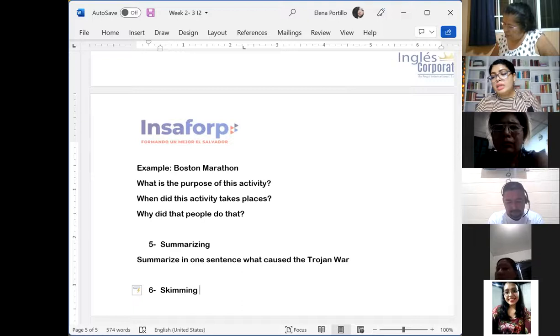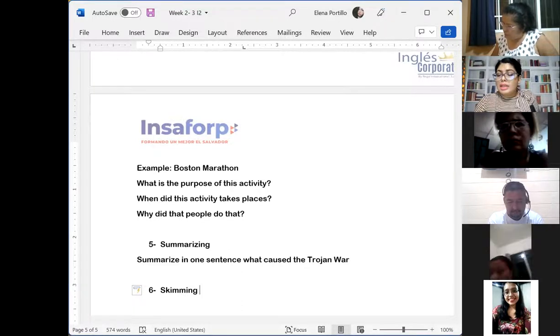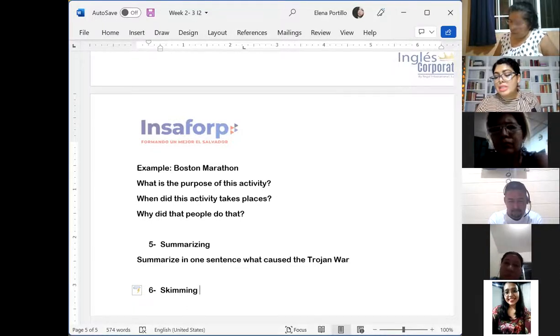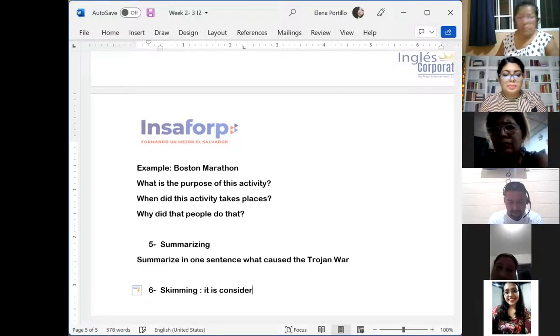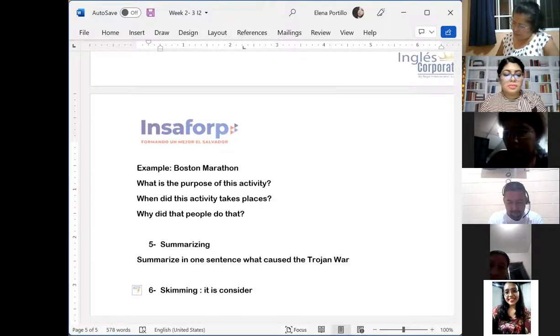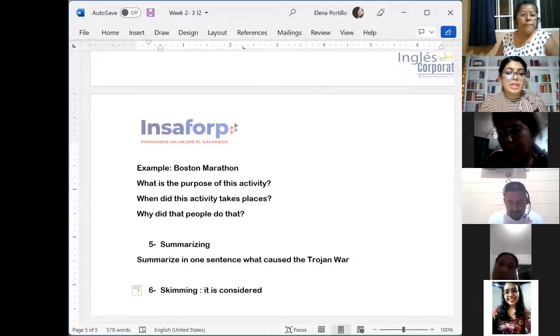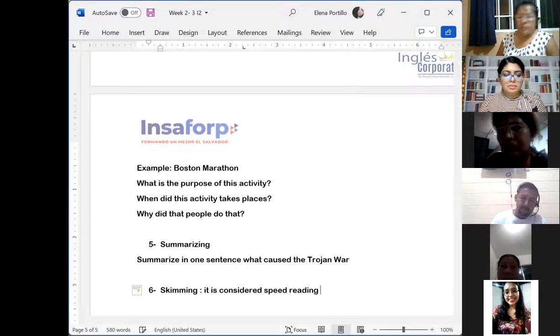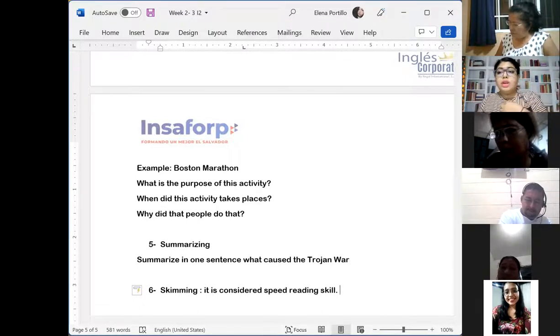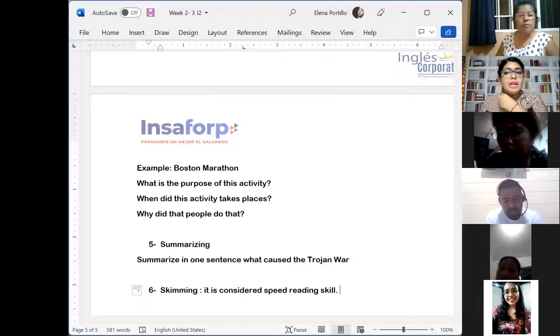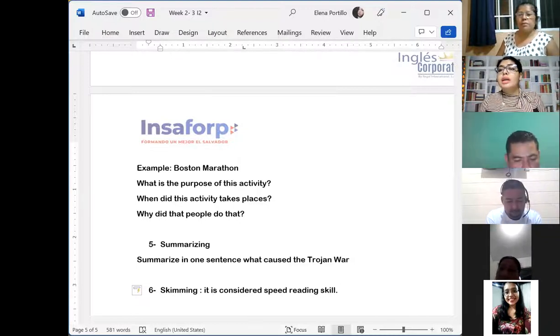In the skimming, it says that skimming and scanning are usually considered speed reading skills. And we can say it is considered a speed reading skill. So in this case, it is not like the way we read. In this case, this strategy is the way we react when we have an analytic call to look for information. Because this is a strategy that helps us to find this kind of information more quickly.